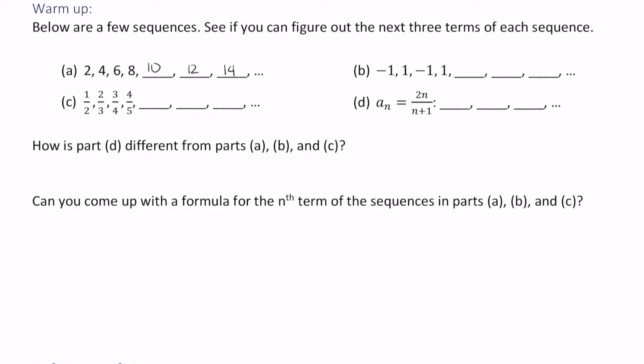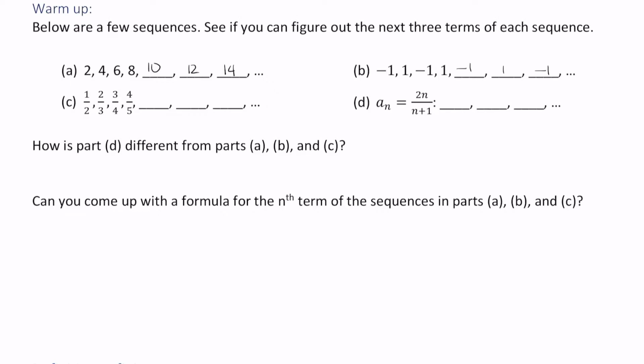Let's look at part B. Negative 1, 1, negative 1, 1. What's next in this sequence? Well, the pattern goes negative, positive, negative, positive. So our next value should be a negative 1, then a 1, then a negative 1. All right, let's keep going.